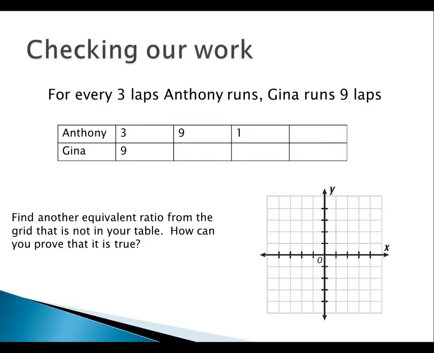Checking your work. For every 3 laps that Anthony runs, Gina runs 9 laps. Gina is a very fast runner. Find another equivalent ratio from the grid. So we have Anthony runs 3, Gina runs 9. So can we reduce this a little bit so we can see, for those people who are struggling with it, what's happening here? Okay? Colton?